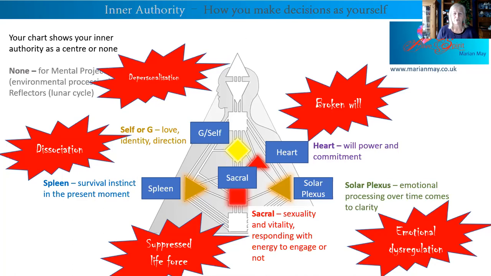And the last one of the actual authority centers is the G center, also known as the self center: love, identity, and direction. So here we're going to see trauma wounds of depersonalization, not being able to connect with a solid sense of who you are, or a deep wound in the sense of being lovable, not knowing that you can be lovable or you can love. And this is going to disrupt this sense of being able to trust your own direction, trust your own inner GPS to guide you moment by moment and decision by decision.